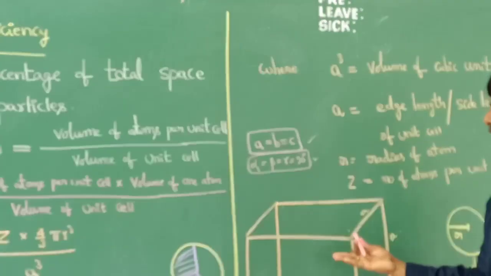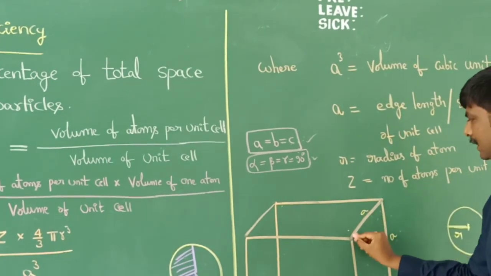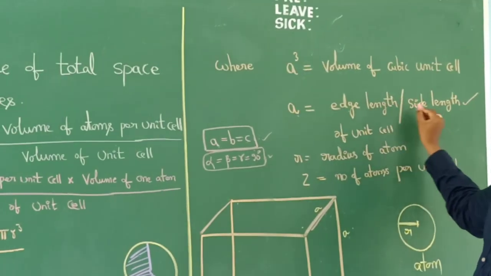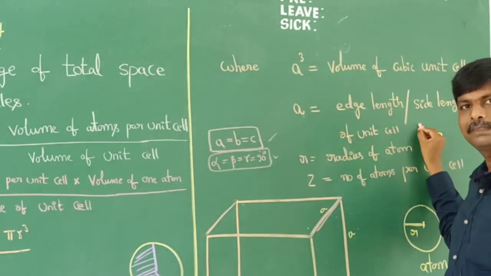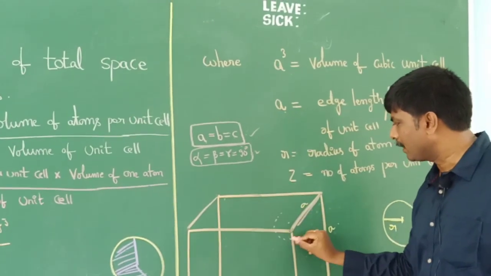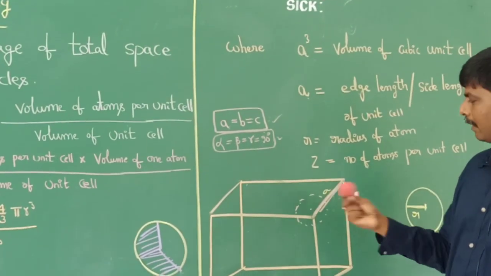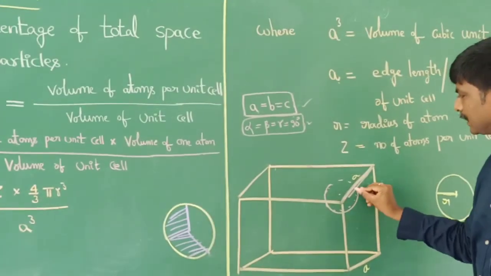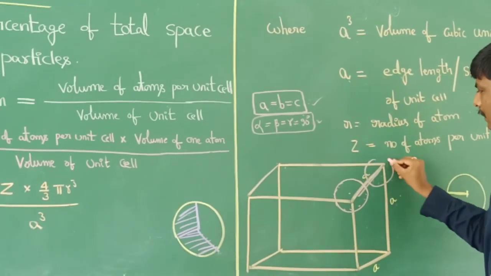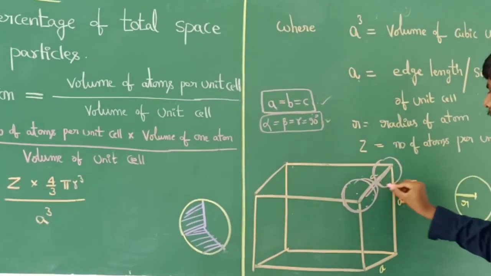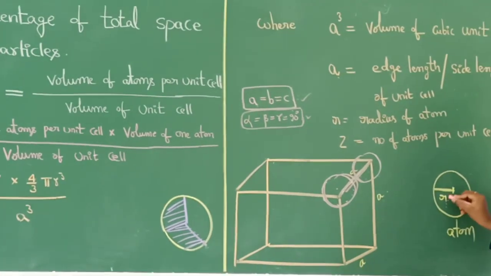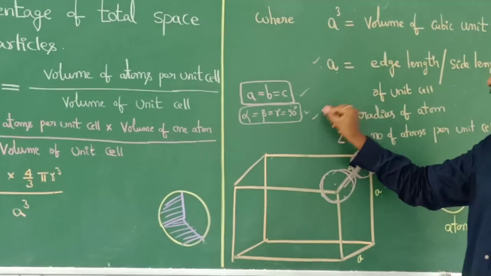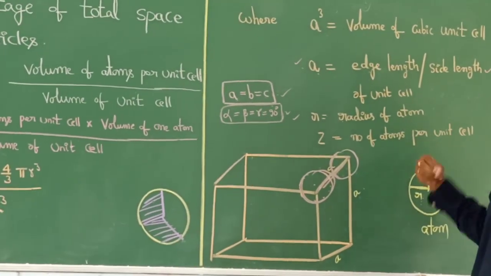So now in this concept, I assumed the edge length is a. a is equal to the edge length or side length of the unit cell. Here I am keeping an atom like this. This sphere I am keeping in this position. Here an atom, imaginary, I am putting here. This corner also has one atom. This atom's radius is r. Here I am using symbols: a is the edge length, r is the radius of the atom.